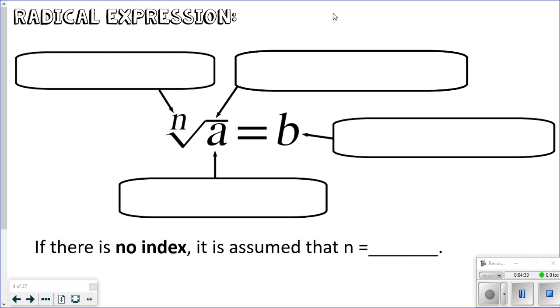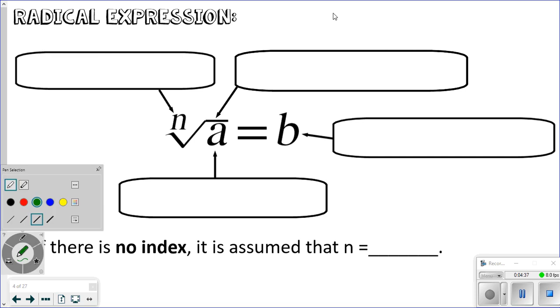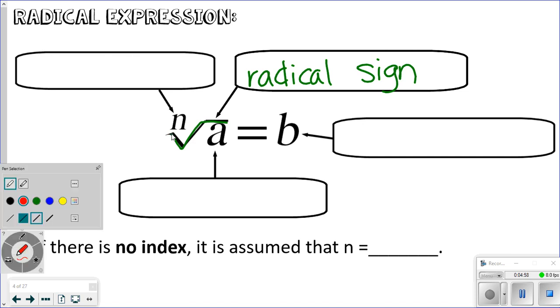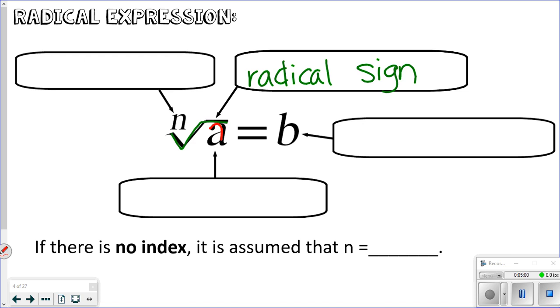So if I am looking at this symbol right here, this is our radical symbol, or a radical sign. Sometimes we just say it's the radical. Okay. The number underneath the radical, so the A here, is called our radicand.